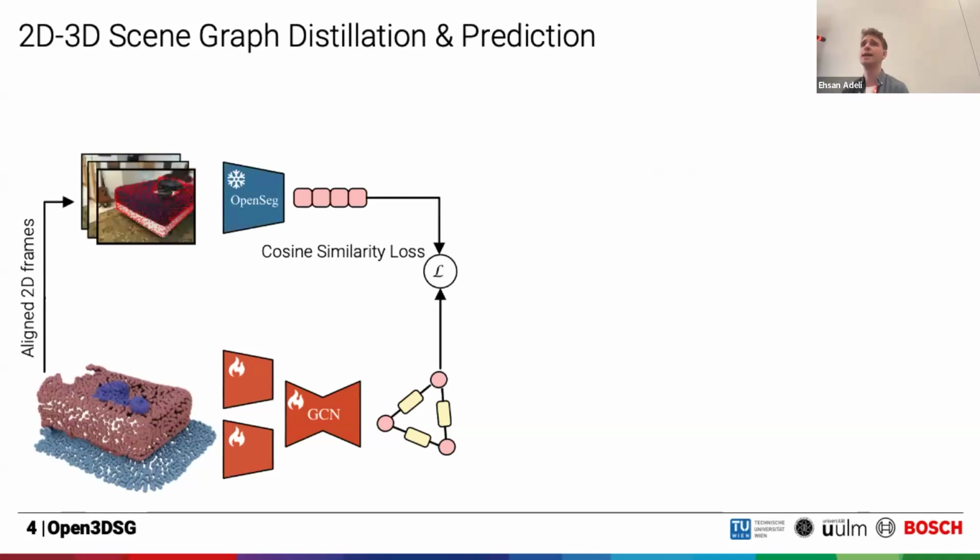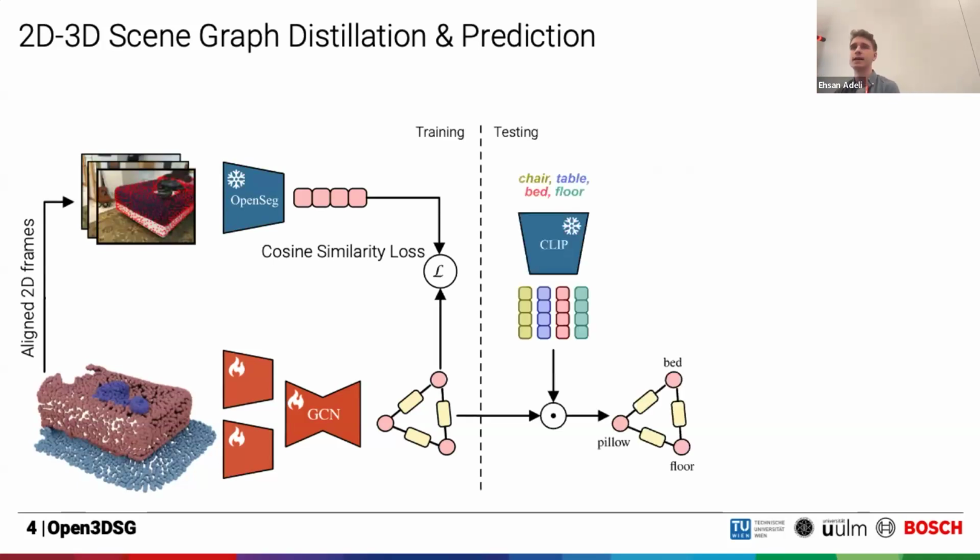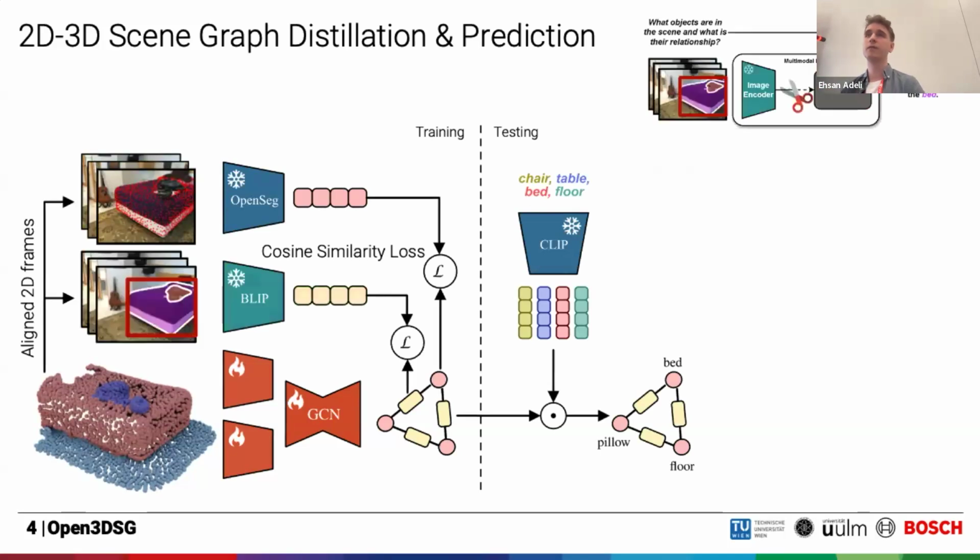And now we want to align this basically with 2D foundation models. Here for the node, we want to embed the object knowledge of OpenSeg into our graph using cosine similarity loss. And then at test time, we can just predict the open vocabulary class of the nodes by querying the CLIP text encoder feature embeddings to get the open vocabulary classes. But for the relationship, this doesn't work, as we discussed already.